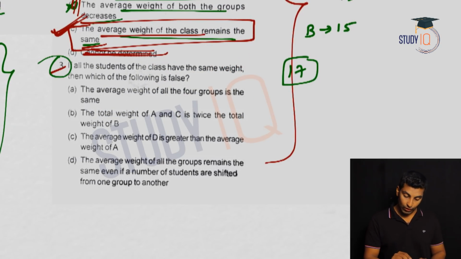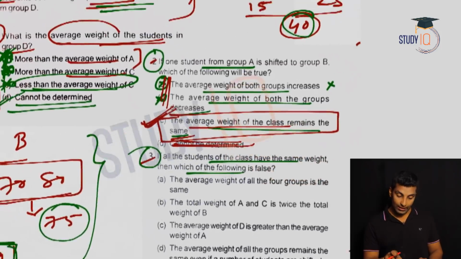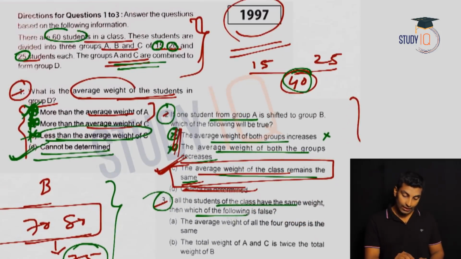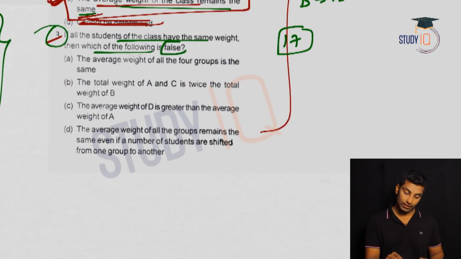Okay, so what is given? If all the students of the class have the same weight, then which of the following is false? All the students of the class have the same weight. That means all the 60 students, how many students were there? 60 students having the same weight. Then which among the following is false? That's what we need to look for. So don't make any mistake. Which statement is not true here?